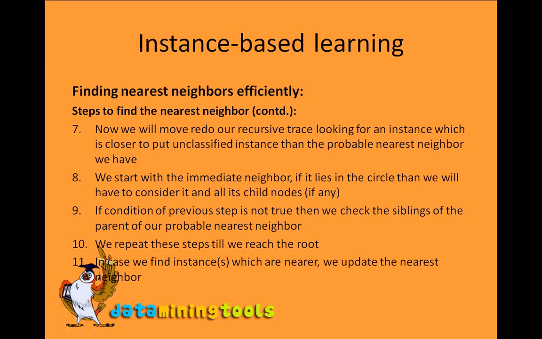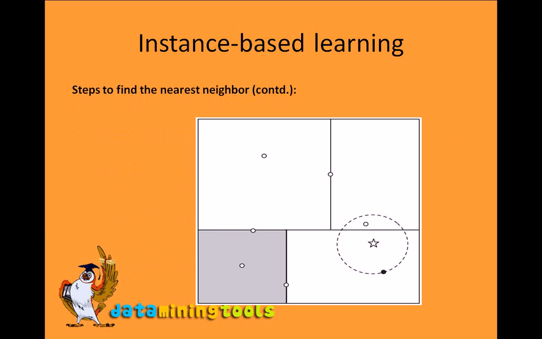We look at the instances, we start with the immediate neighbor. If it lies in the circle, then we will have to consider it and all of its root node, if any. If that is not the case, then we check the sibling of the parent of our probable nearest neighbor. We repeat these steps till we reach the root. In case we find any instances which are nearer than our probable nearest neighbor, we update the nearest neighbor.